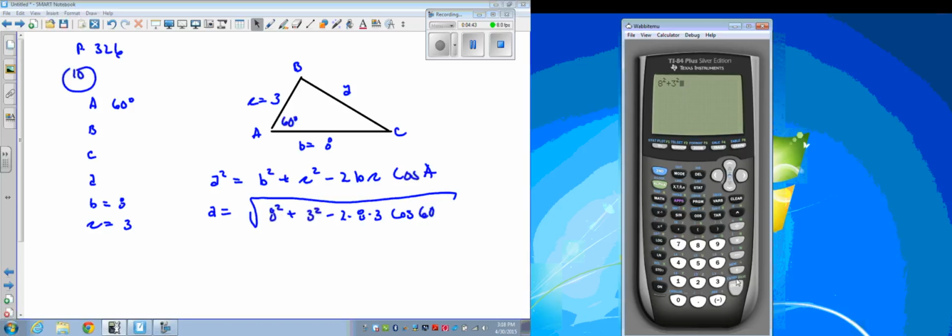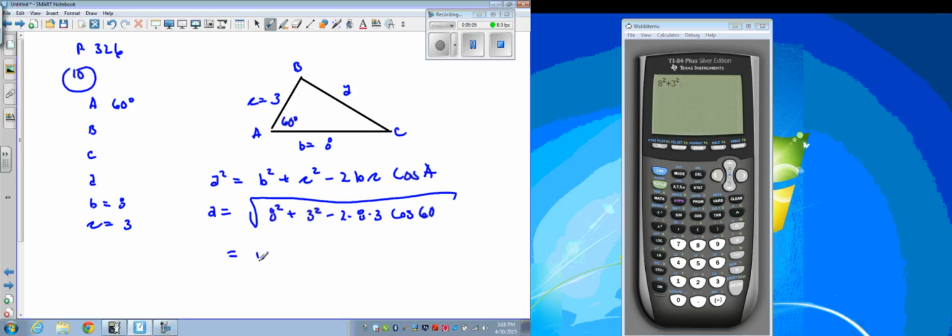How come on the instructions it says do not use a calculator? Well, this one I guess it's doable without, because it's cosine of 60, you know. So we'll go ahead and do it without a calculator.